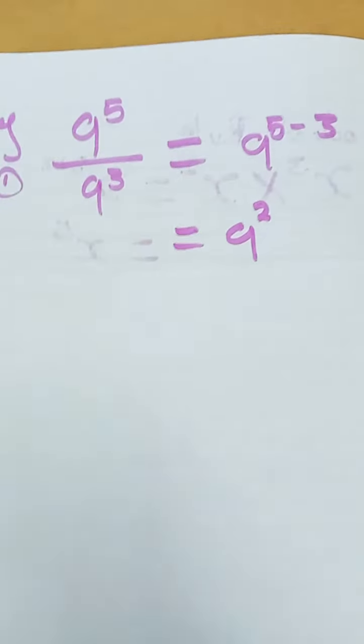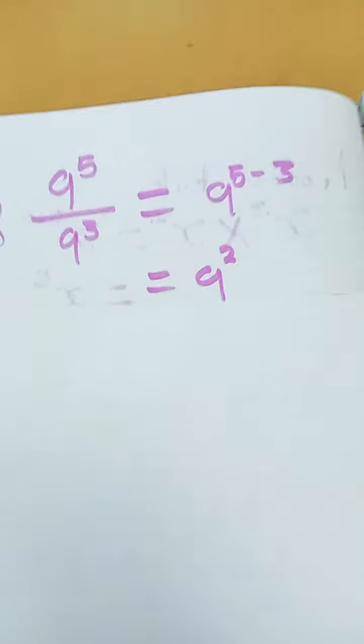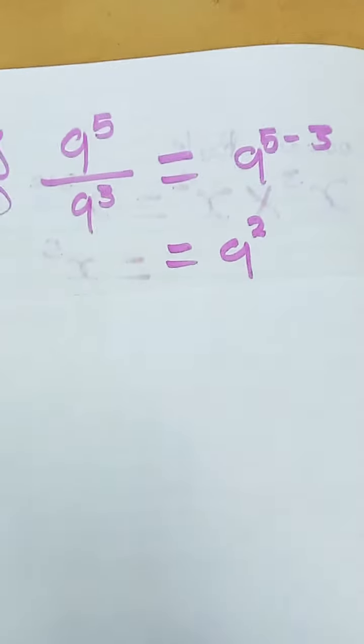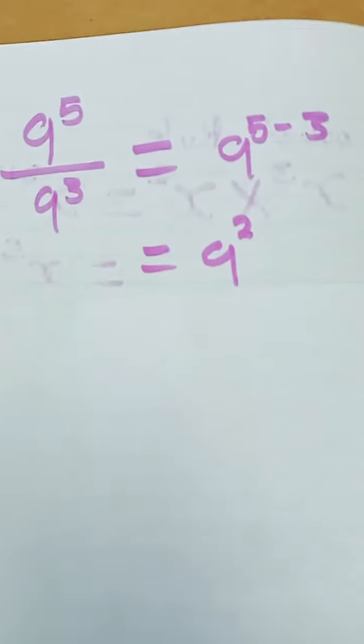So we are still continuing with exponents, the quotient rule. Whenever you have two exponents that are divided by each other and they share the same base, remember you just need to simply subtract the exponent.